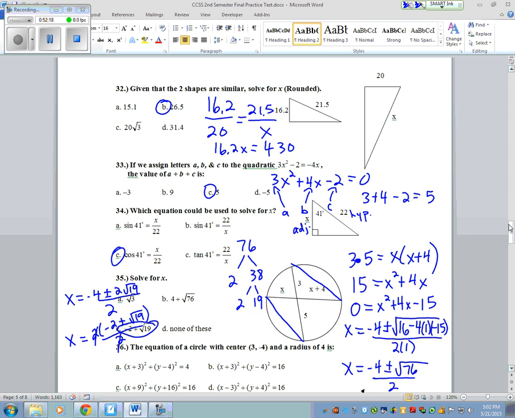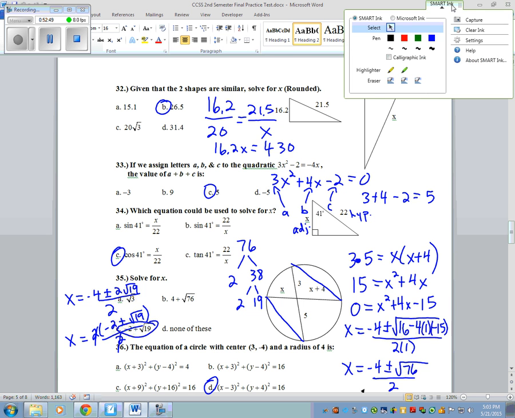Number 36, equation of a circle. I don't know if you remember these from the most recent test, but equation of a circle goes like this. If the center is 3, negative 4, then we're going to have an x minus 3 squared and a y plus 4 squared. And if the radius is 4, then it will equal 16, radius squared. So we've got to have an x minus 3 and a y plus 4 squared equals the radius squared 16. Yep. That's a choice.